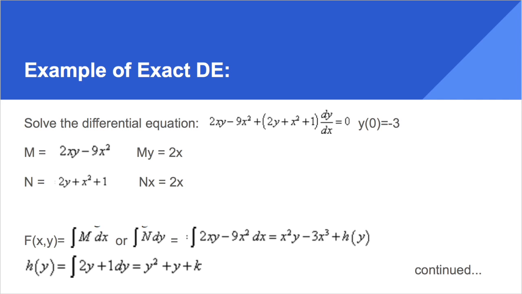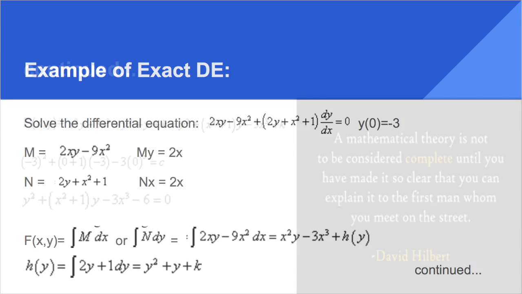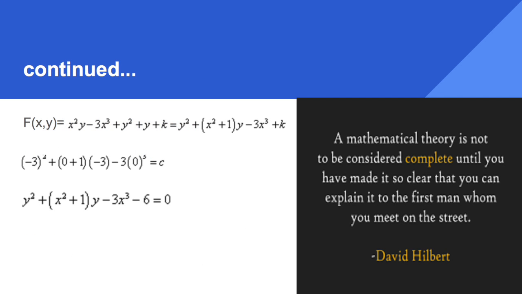Differentiate the function f of x and y with respect to y and set it to n, since they must be equal after all. From that, we can see the differentiation of h of y is equal to 2y plus 1. Integrate it, and we then have h of y equals y squared plus y plus some constant k. The function now is written as shown. However, we are not done yet.